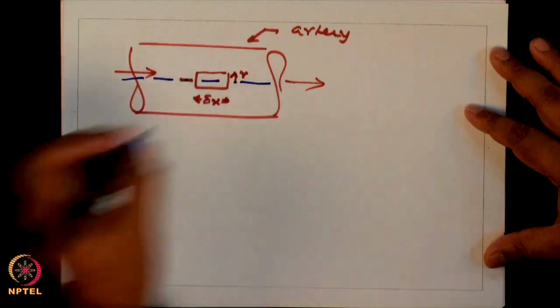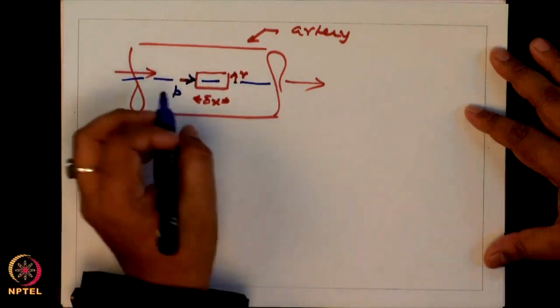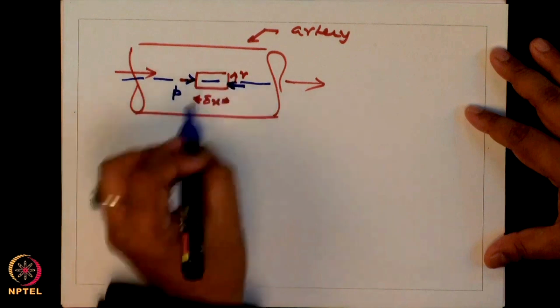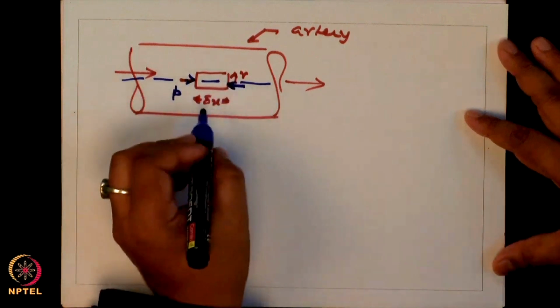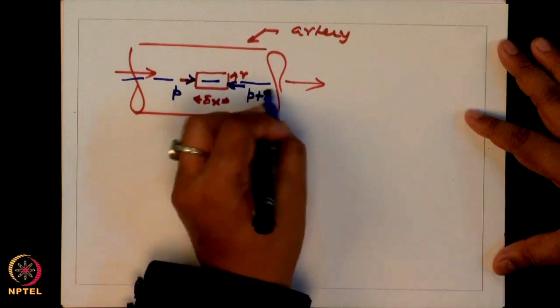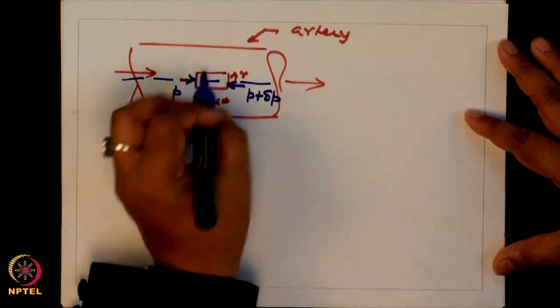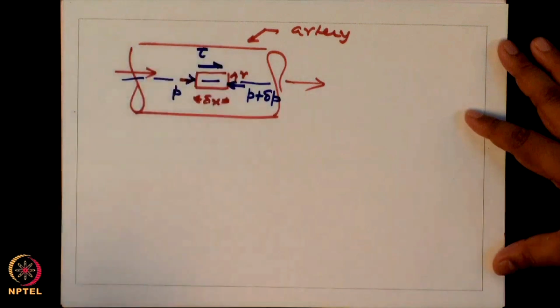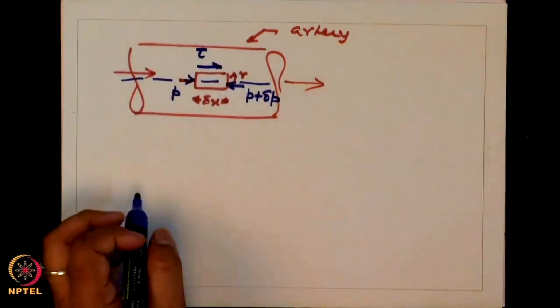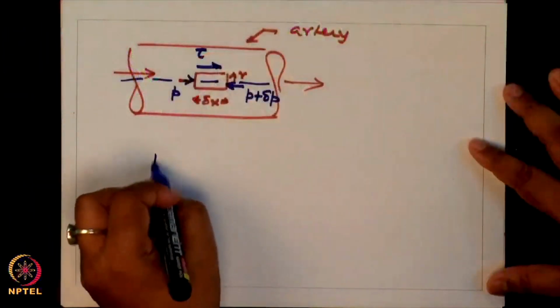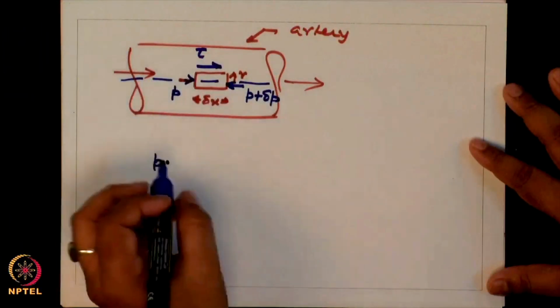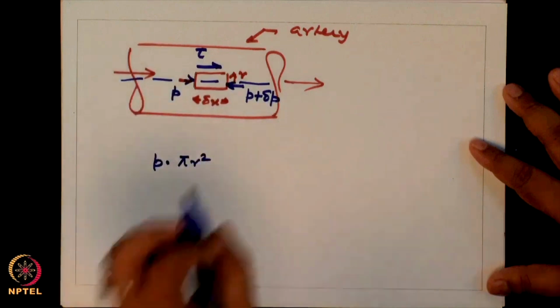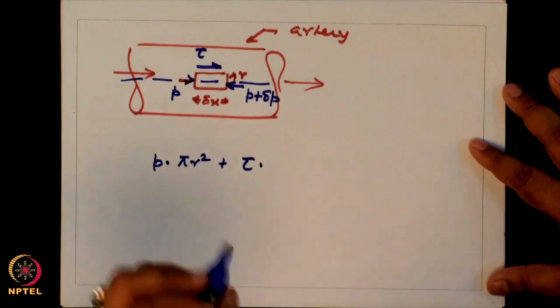On this wall you have a pressure force P. Because this is only an elemental length of delta x, which is very small, I am putting a pressure of P plus delta P here, and you have a shear force tau. As I recall from our discussions, shear is a tangential force. So, you have these forces, and the force balance equation looks something like this: pressure into the cross-sectional area, pi r squared, plus tau into the area.